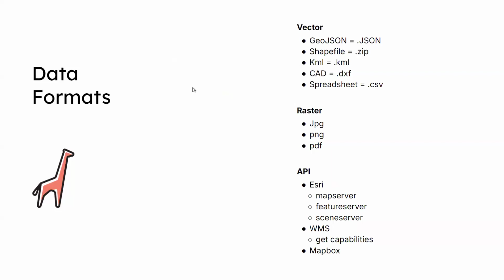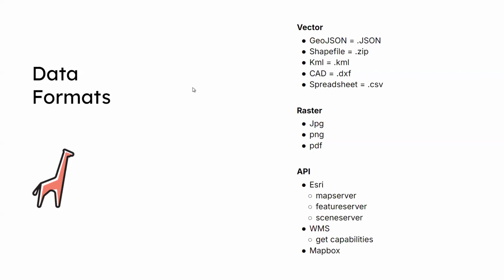So the different data formats that Giraffe works with currently are vector data formats like GeoJSON, shapefiles, KML, a DXF file from your AutoCAD or your Civil, or even a spreadsheet like a CSV. We also accept raster data formats like JPEG, PNG, and PDF, and we'll take a look at how we upload those in a little bit, but you basically upload the image and then resize it to be the correct size for your project. And then there's also APIs that you can connect to.